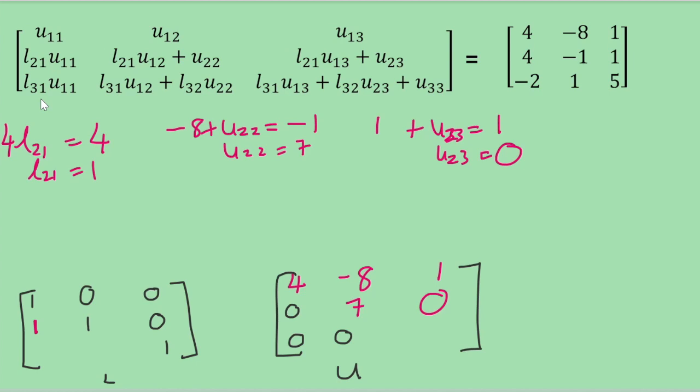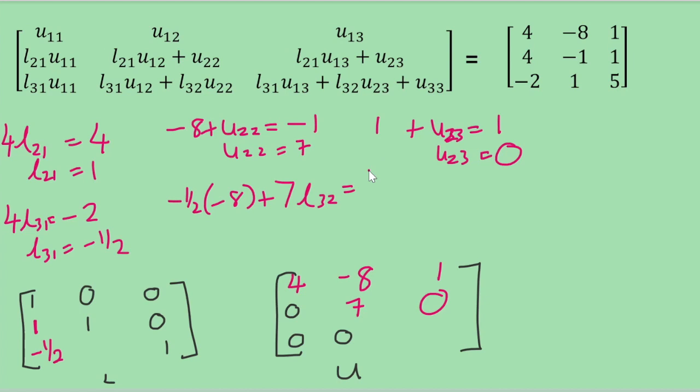Next, L31, which is what we would like to find out, multiplied by U11. U11 is given as 4. So 4L31 equals negative 2. So L31 would be negative half. Next, L31, which is negative half, multiplied by U12. U12 is negative 8 plus L32, which is what we would like to find, multiplied by U22, and U22 is 7. 7 multiplied by L32 equals 1. Using calculator, L32 would be negative 3 over 7.